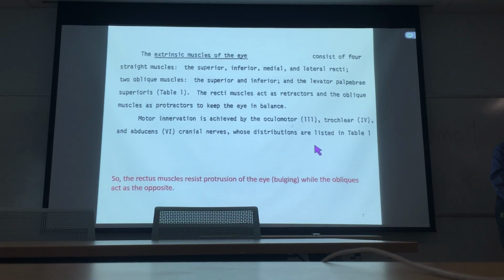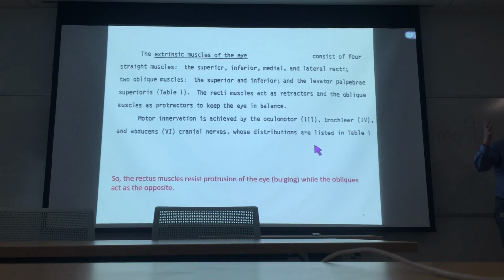So I'll talk about the innervation, and everyone should know at this point, LR6, SO4, 3. So it's all about knowing lateral rectus and superior oblique are the exceptions. So in here it talks about a couple of different things. The rectus muscles act as retractors. What that means is they prevent the eyeball from bulging forward, from protracting.